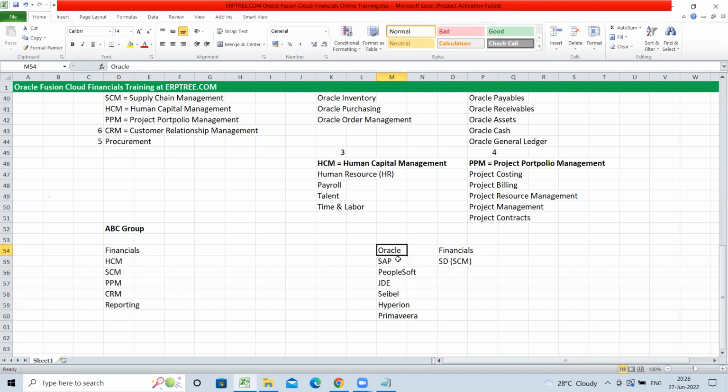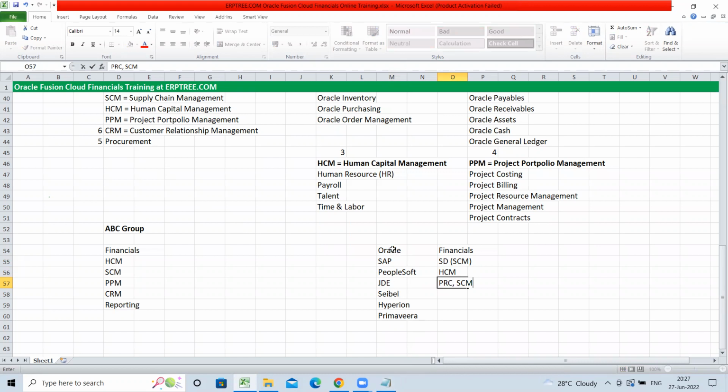From Oracle and SAP, the HCM solution is good. From Oracle and SAP companies, the HCM, Human Capital Management solution is available. But if you compare the Oracle and SAP HCM solutions with PeopleSoft, the PeopleSoft HCM solution is very famous. And from JD Edwards, we have different solutions. From here, the procurement part and SCM part is very good. PRC means procurement.